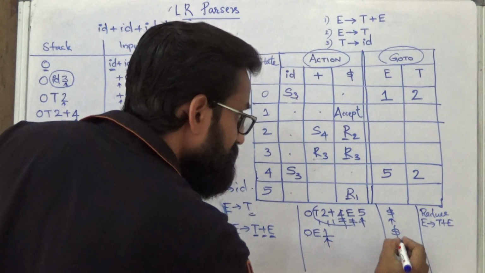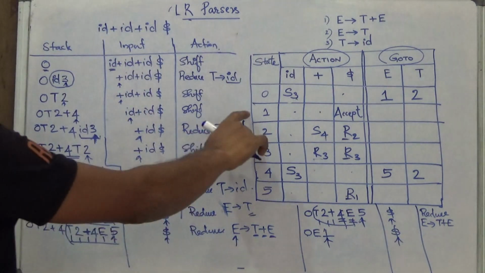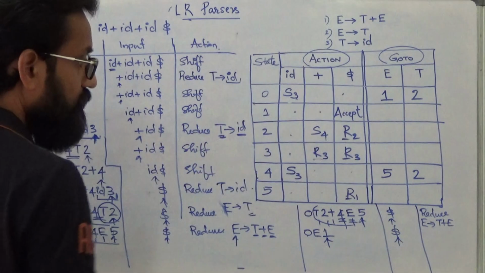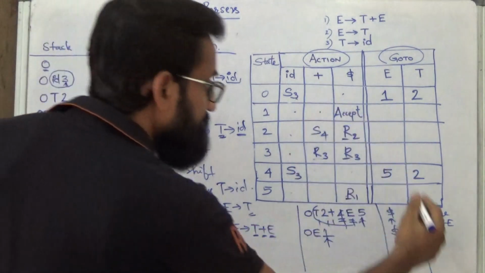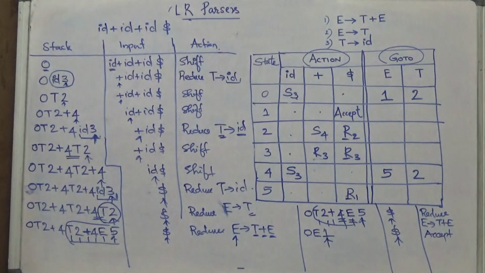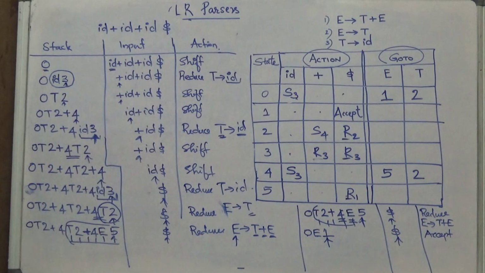Next configuration is $1. So it will check the parsing table, $1. So the entry is accept. At this point the string is said to be accepted, or the parser will generate accept as output. So this is the working of a typical LR parser.